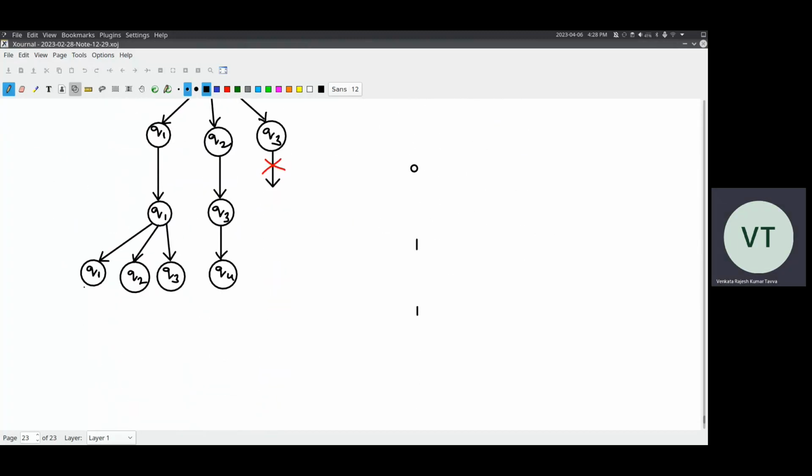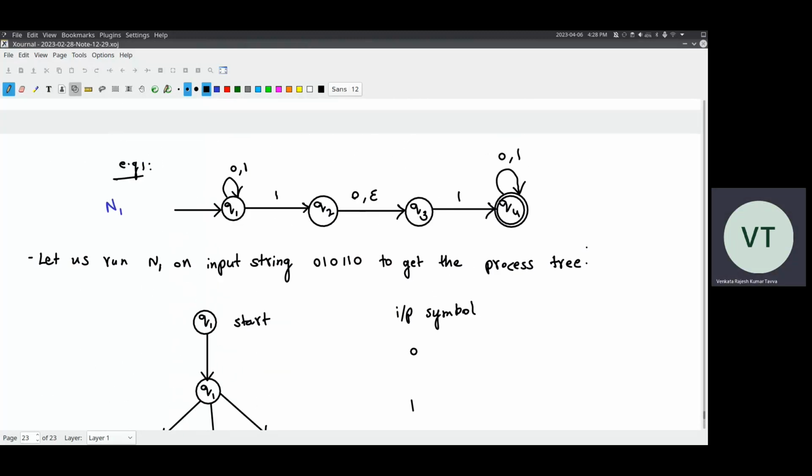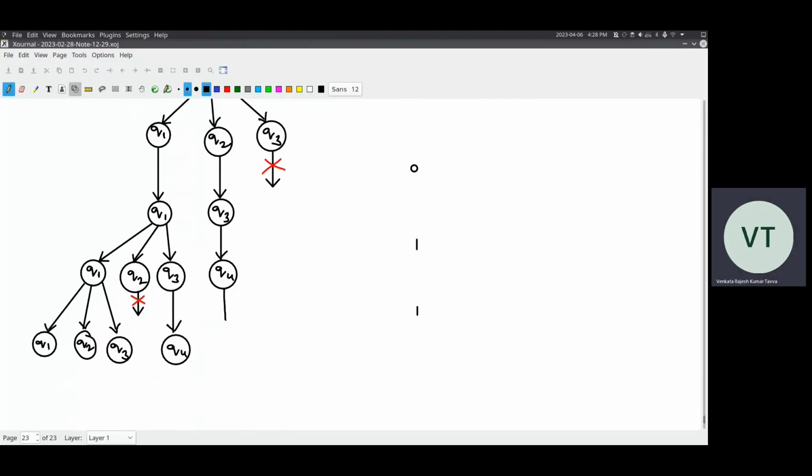So Q1 again goes to Q1, Q2, Q3. This branch dies out. There is no output defined for Q2 and 1. And Q3 goes to Q4. This Q4 also, we should see Q4 on 1 goes to Q4.